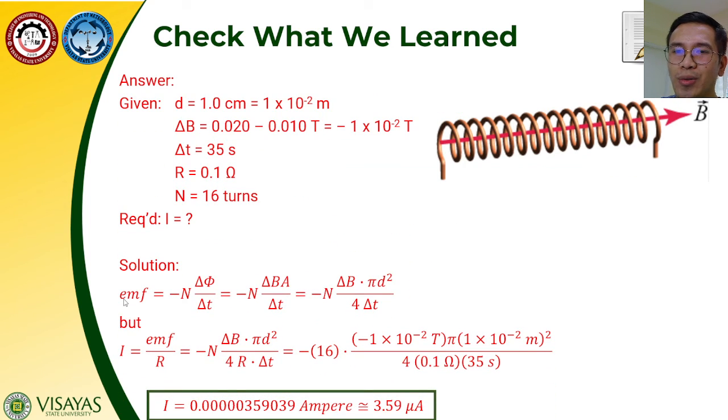So we already know how to compute for the EMF using this formula here. And we substitute this derived equation into our formula, Ohm's law, and we will arrive at the value of your I, which is 0.0000359, or equivalent to 3.59 microampere.